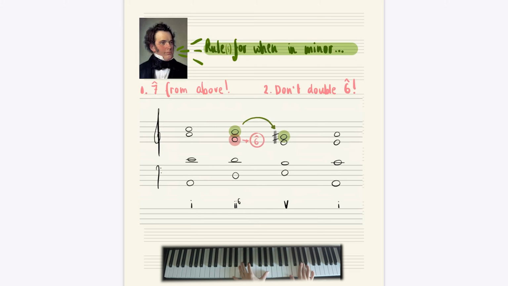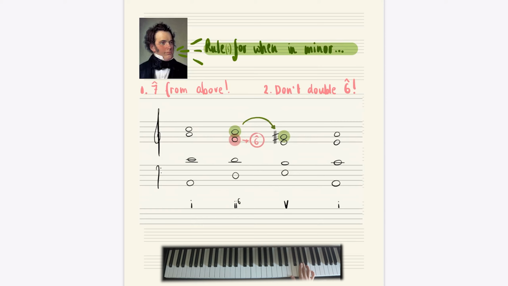When you are in a minor key, and if you're going from the predominant harmony onto the dominant chord, always approach the leading tone, the 7th degree of the scale, from above. And another rule that you should remember about for these particular cases in the minor key is to never double the 6th degree of the scale in your predominant chord.